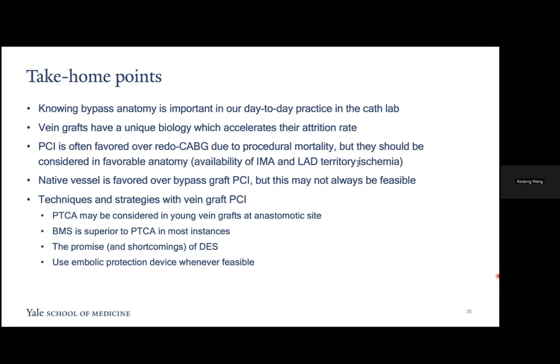And then we talked about techniques and strategies associated with vein graft PCI in particular. You can potentially use just POBA in young vein grafts at an anastomotic site. The rate of restenosis for that particular location tends to be a little bit less. Bare metal stent is in general superior to balloon angioplasty in most instances. And then we also talked about the promise and shortcomings of drug-eluting stents.